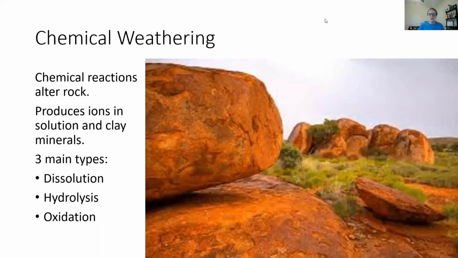And now that we know about physical weathering, which is again just breaking apart a rock without changing its chemical composition, now we can talk about chemical weathering. This is when the chemical composition of the rock does change, right? The elements inside it, the bonds inside it do change to create a new material. So chemical reactions alter the rock's composition. And there are three types of chemical weathering we're going to talk about: dissolution, hydrolysis, and oxidation.